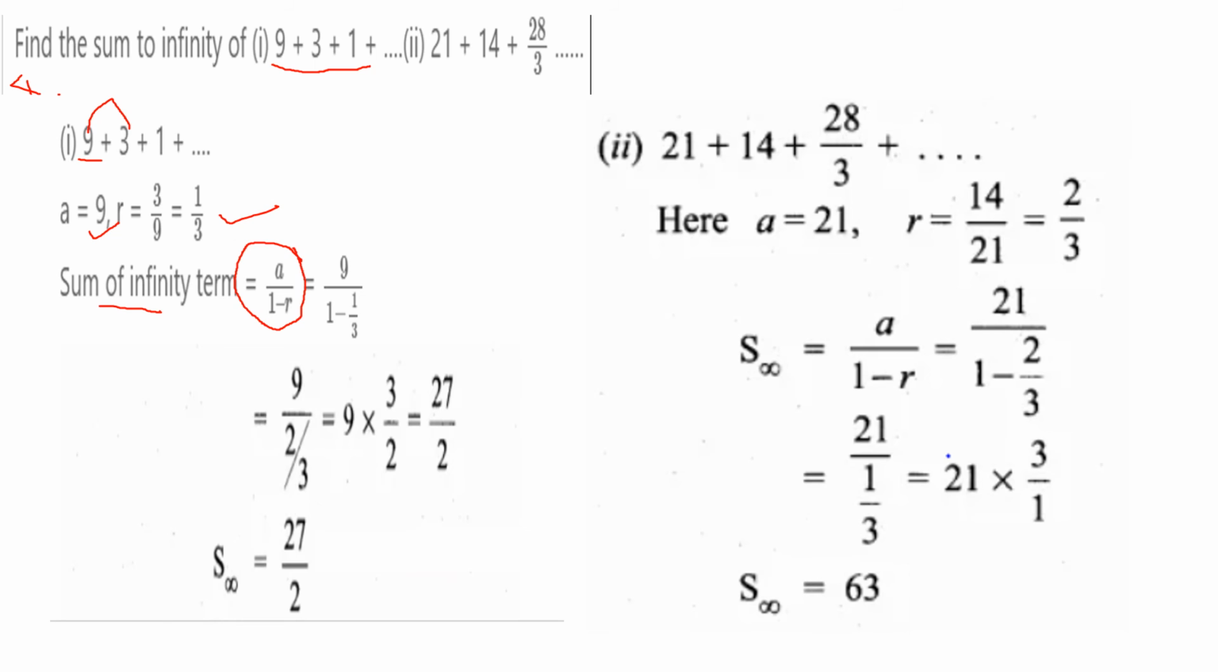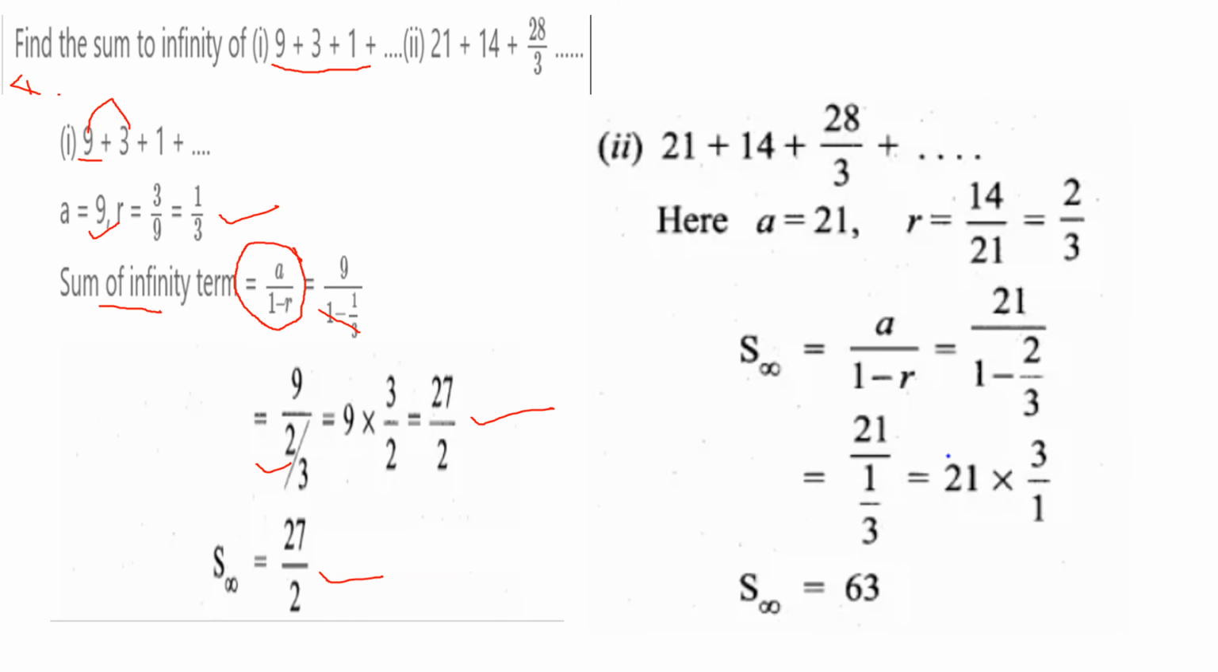So for the sum of infinity terms, A by 1 minus R. Therefore 9 by 1 minus 1 by 3. Cross multiply, 3 minus 1, we will get 2 by 3. Next, reciprocal: 9 into 3 by 2, 27 by 2. S infinity is 27 by 2.